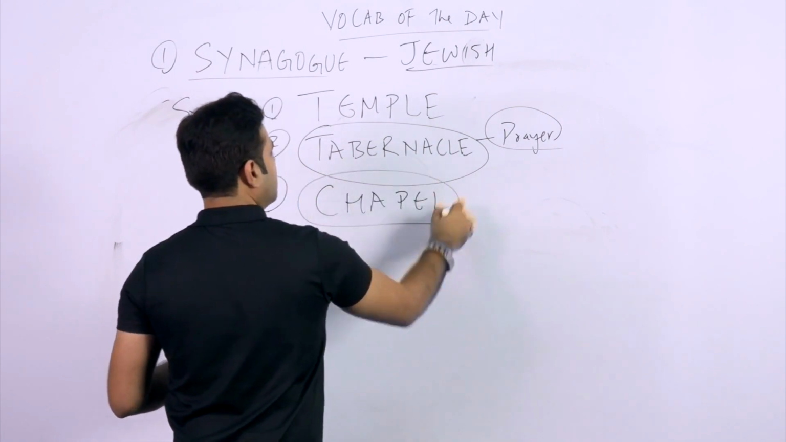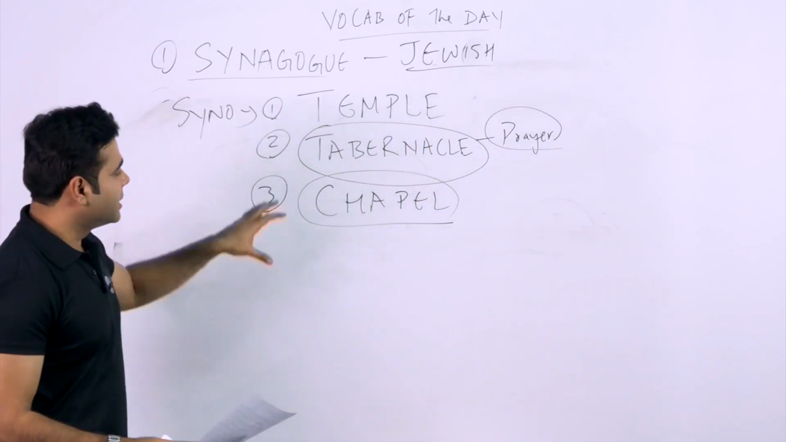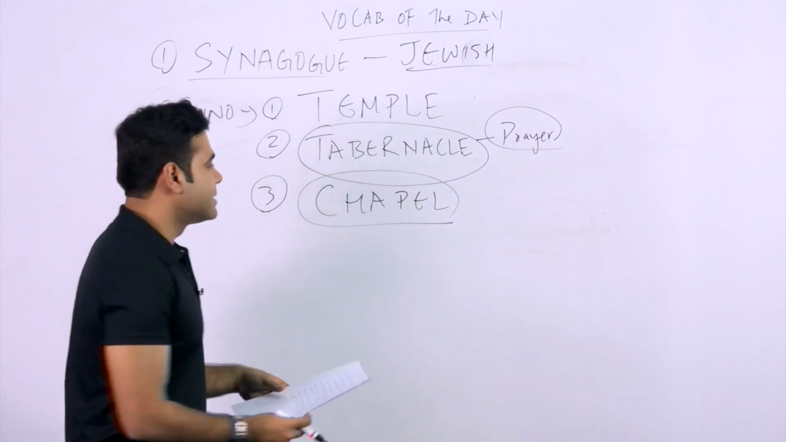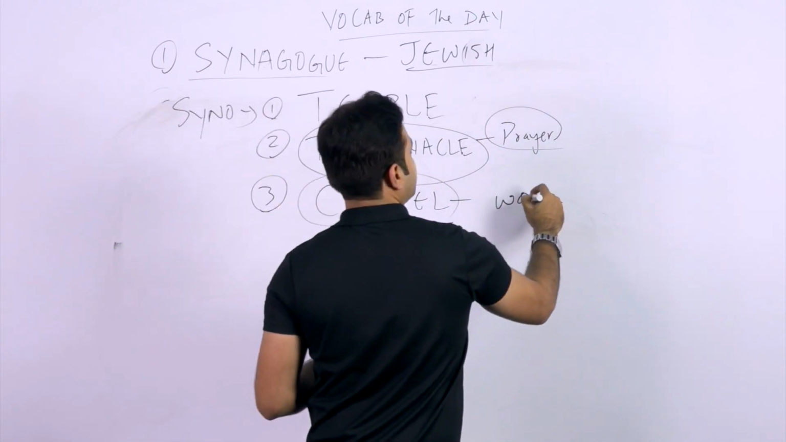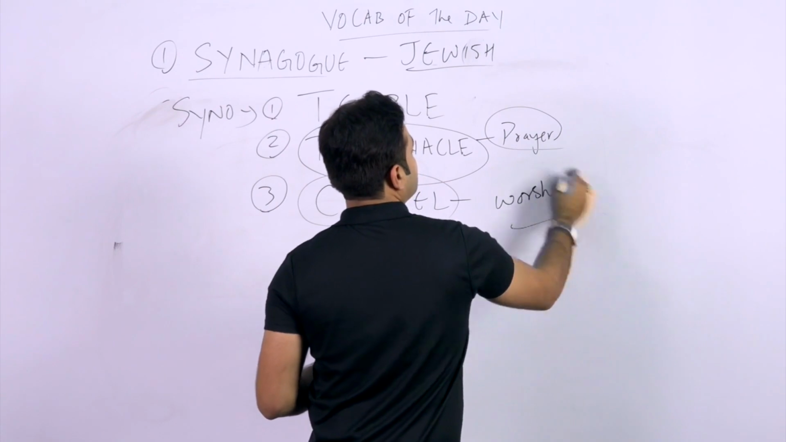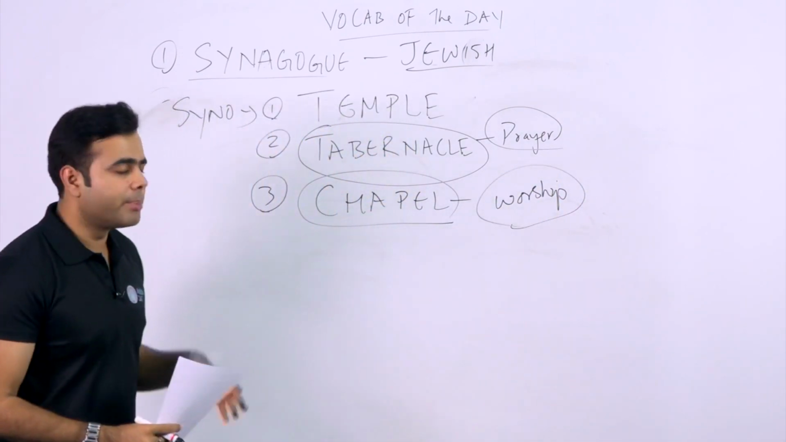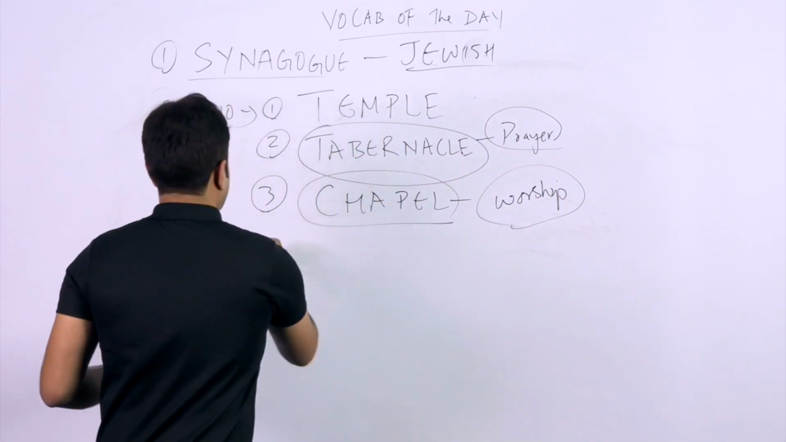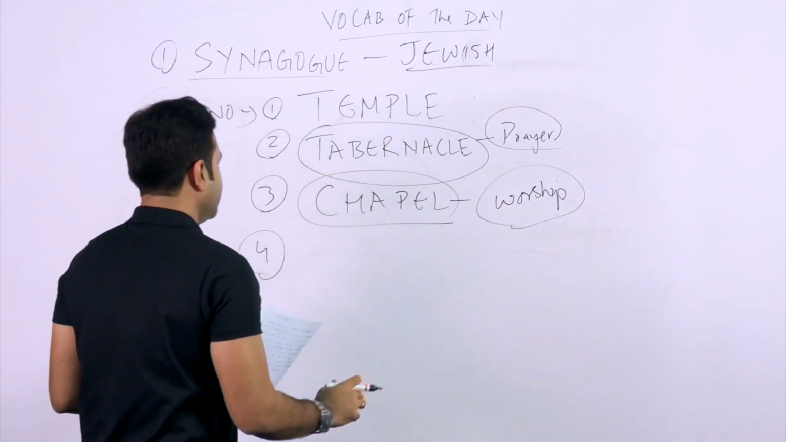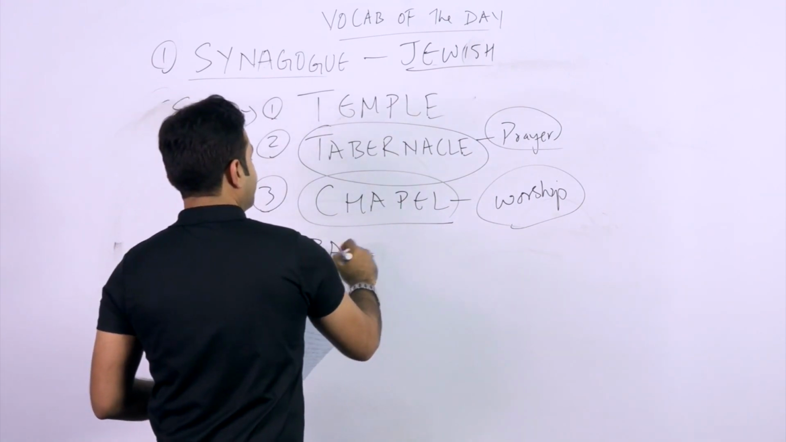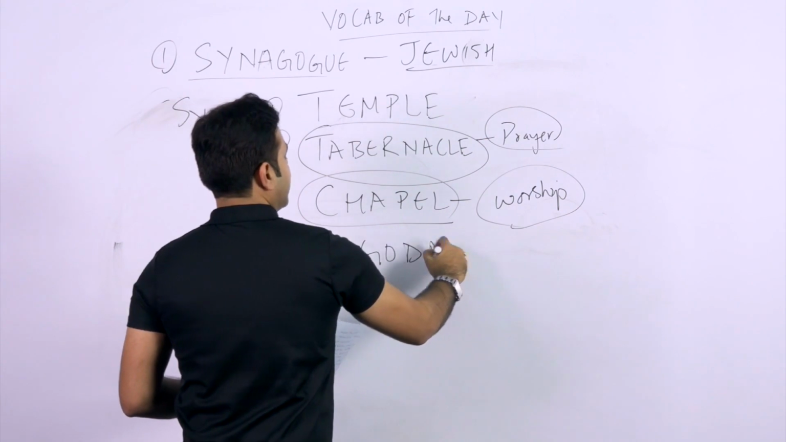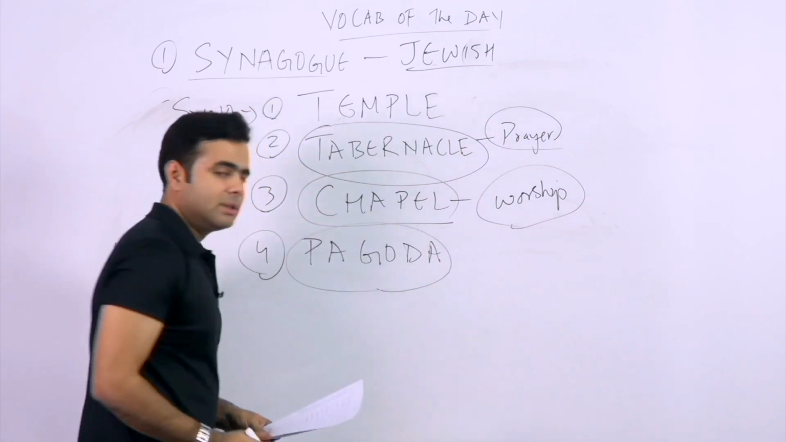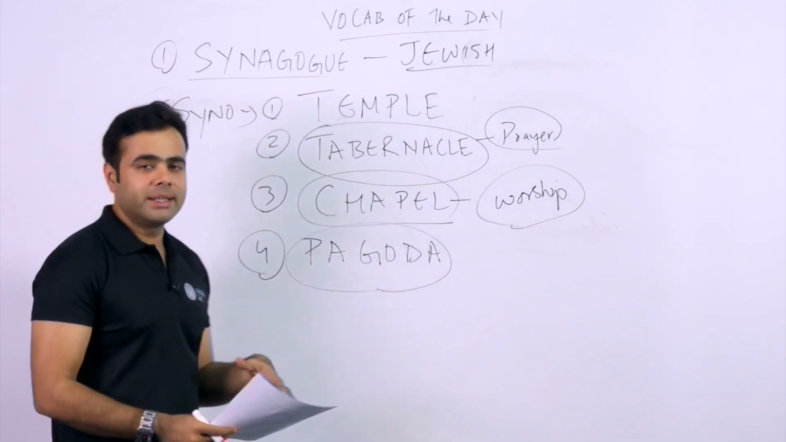C-H-A-P-E-L. So again, you can take it down. This particular word chapel is also important. It's a place of worship. It's a place where people worship or offer prayers to God. Fine. And the fourth word which I have taken is P-A-G-O-D-A, pagoda. Isn't it? It's a nice word, pagoda, indeed.